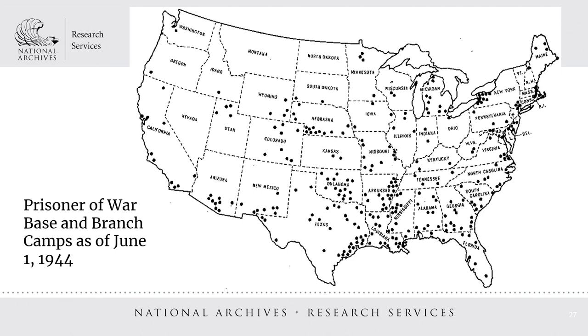This map shows the locations of the POW base and branch camps in the U.S. as of June 1st, 1944. By April of the following year, there were 150 base camps and 340 branch camps. And you can see already from this map that they were heavily concentrated in the South, Southwest, and Midwest, although almost every state had at least one or two camps. The capacity of the camps ranged anywhere from just 250 POWs up to 3,000.